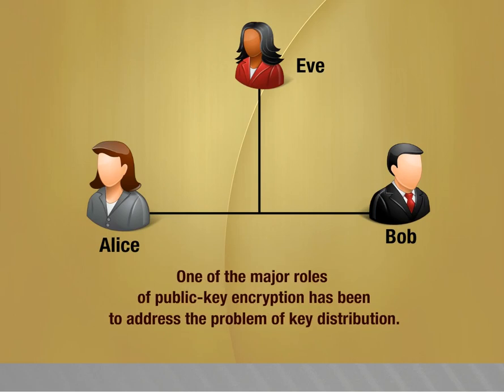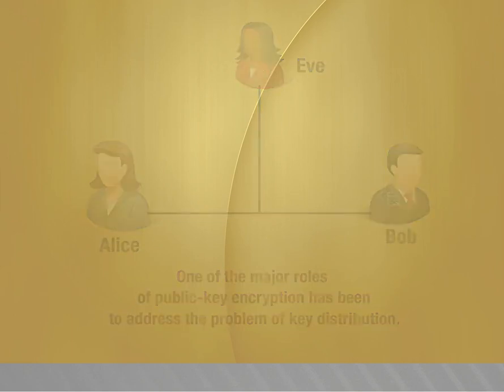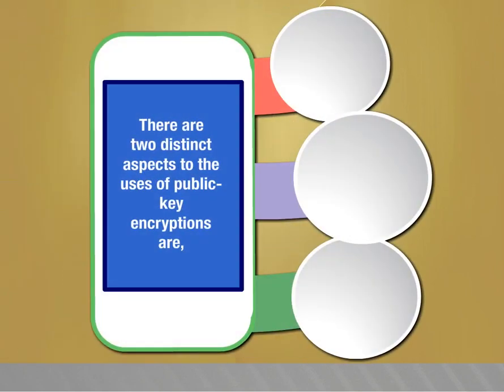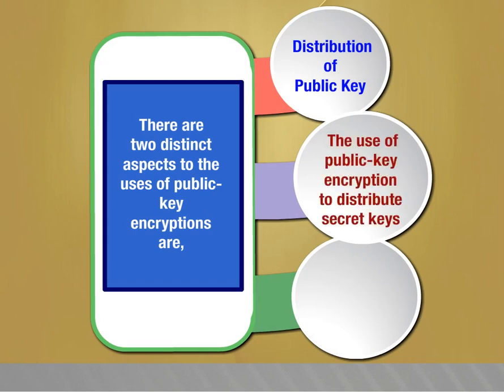One of the major roles of public key encryption has been to address the problem of key distribution. There are two distinct aspects to the uses of public key encryption. They are distribution of public keys, and the use of public key encryption to distribute secret keys, that is, symmetric key distribution.